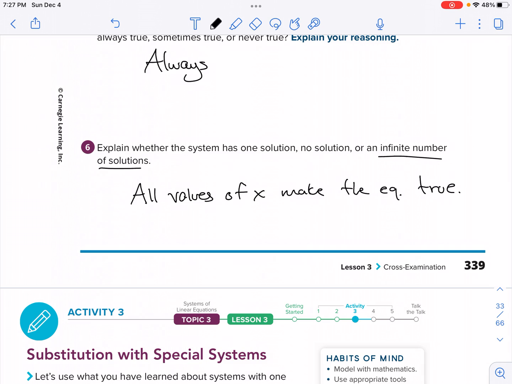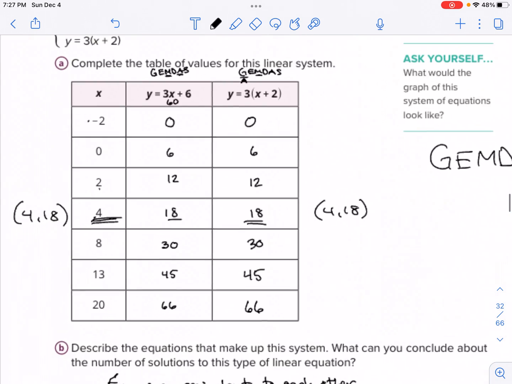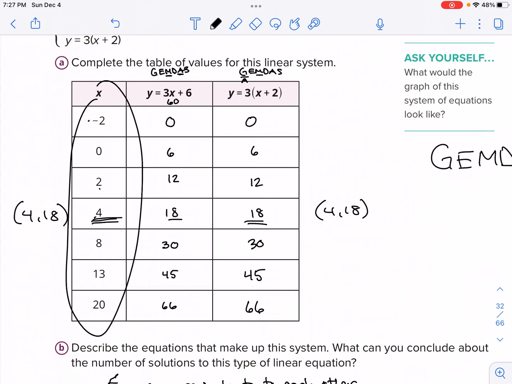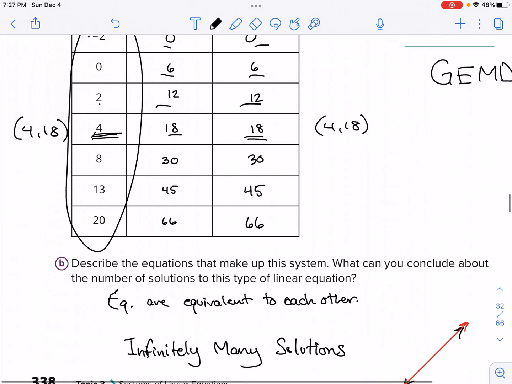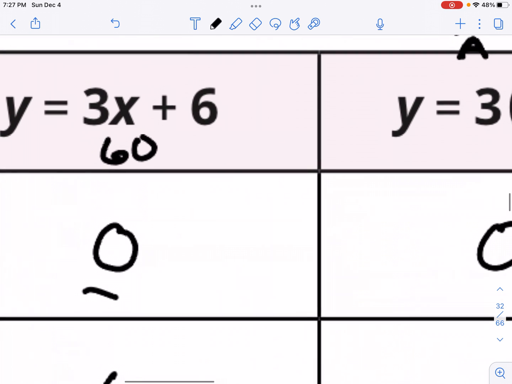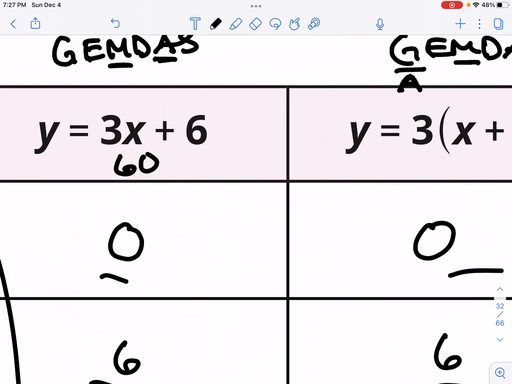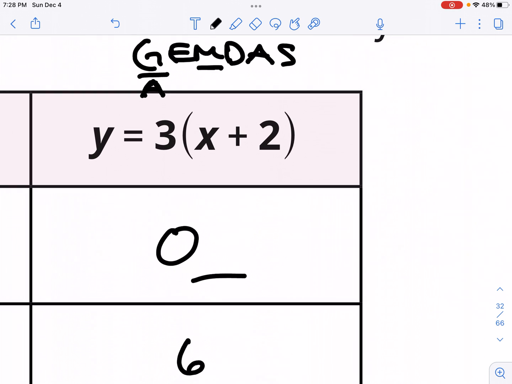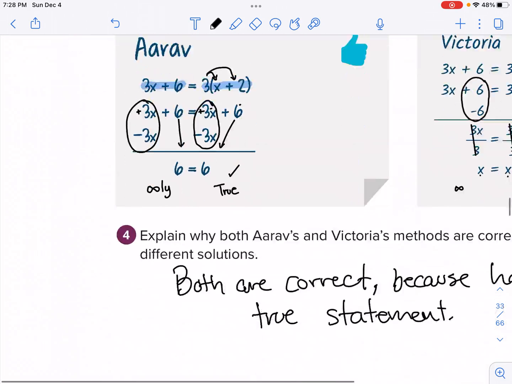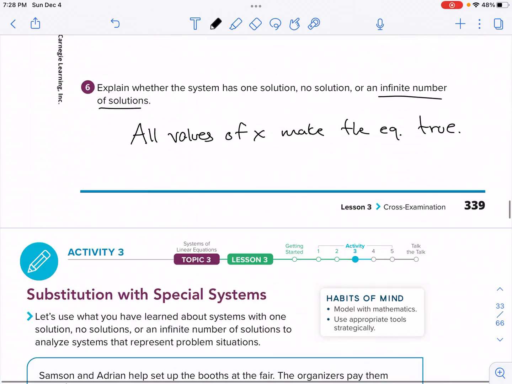Now what I mean by that is, you just look at the table. Every single one of these numbers made exactly the same thing on the right side. It didn't matter what we plugged in. I could plug in a random number, we could plug in 100. It's going to be the same thing. 3 times 100 is 300, plus 6 is 306. 100 plus 2 is 102. 3 times 102 is also 306, okay? It does not matter. So all values of x make the equation true.